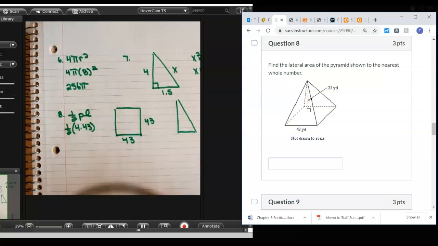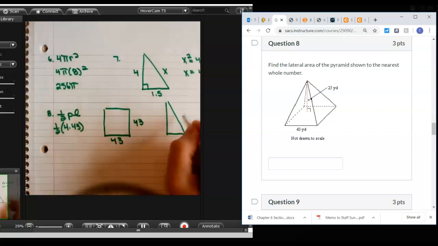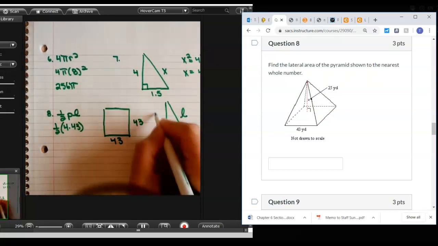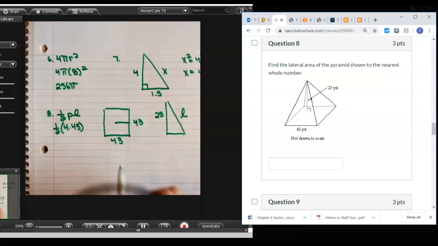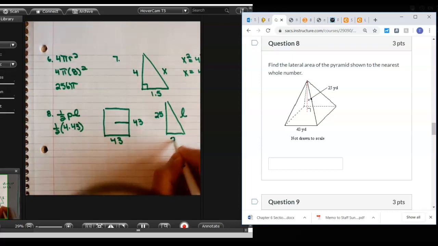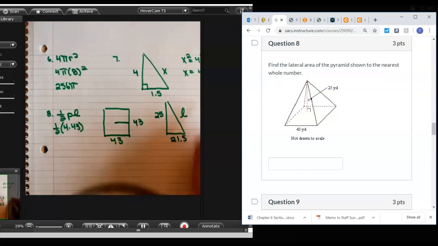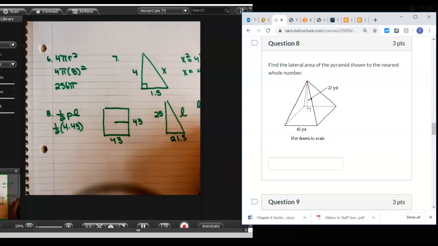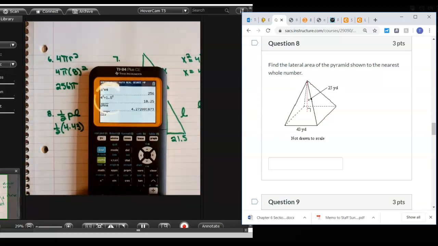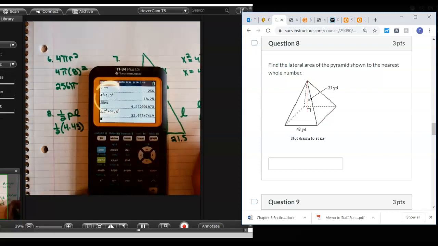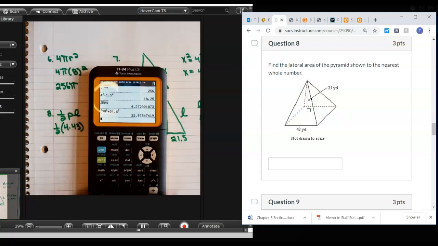So similar to the one above, we need to use Pythagorean's theorem. We're looking for the slant height. Our overall height is 25. The distance from here to here is half of that 43, which would be 21.5. So again, we can plug into Pythagorean's theorem. 25 squared plus 21.5 squared, taking the square root, I ultimately end up with 32.97 for the slant height.